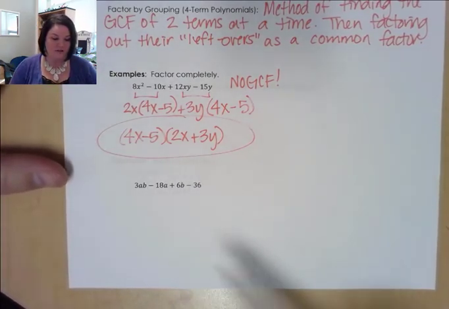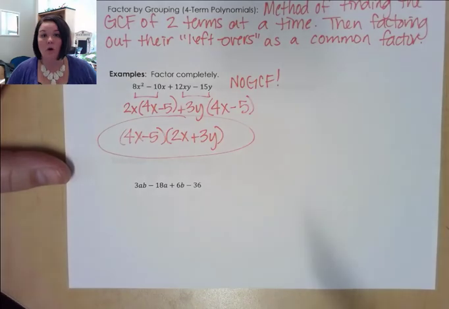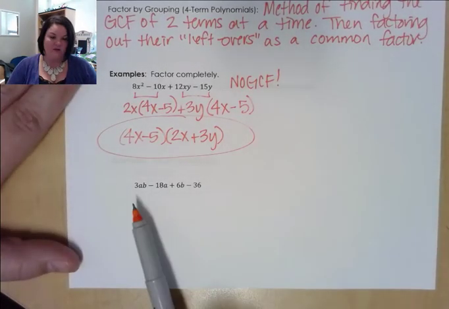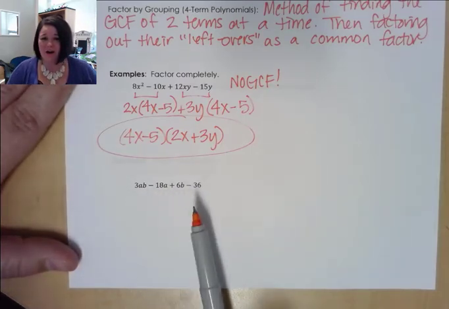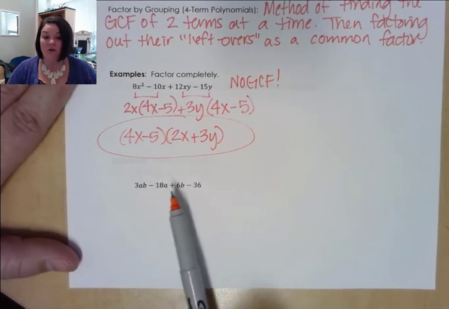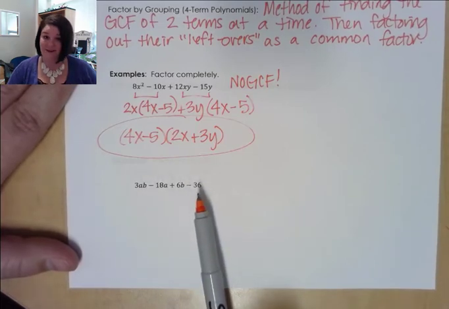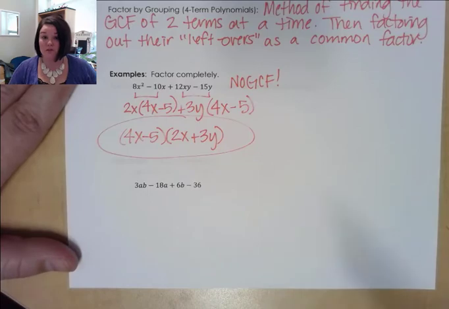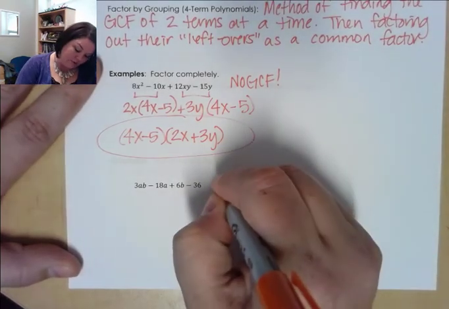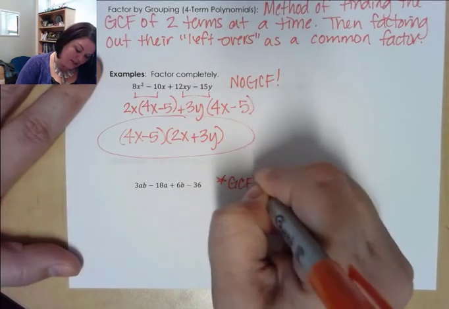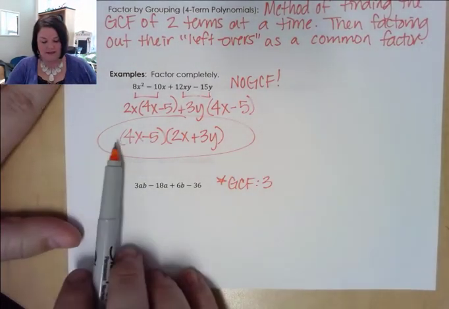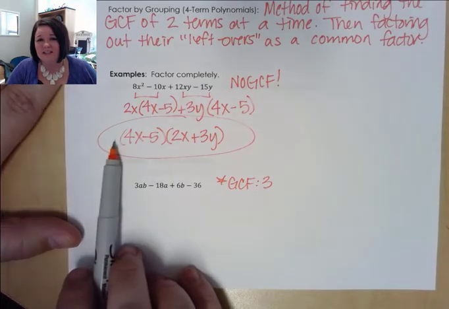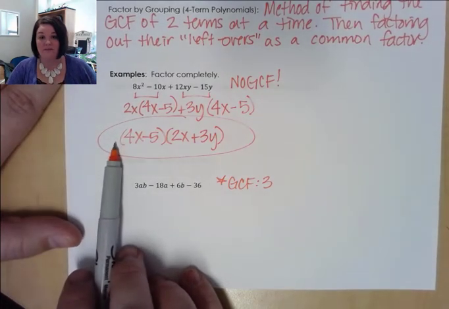All right, so first thing we do right off the bat is always, always, always look for a greatest common factor, okay? So when I look at all 4 of these terms, I don't see any variables, any letters in common, but I do see that all 4 terms are divisible by the same number, which in this case would be 3, right? So I'm going to go ahead and just put a star over here that says there's a GCF of 3. And the reason I put a star is so that when I get done with my problem, I don't forget to put that greatest common factor in with my answer, okay?